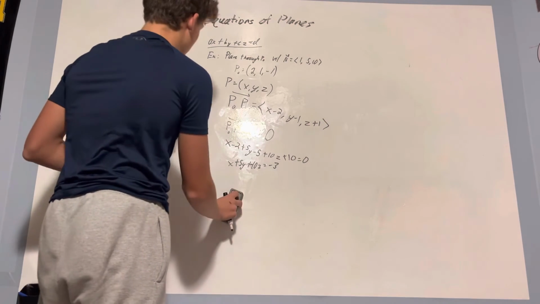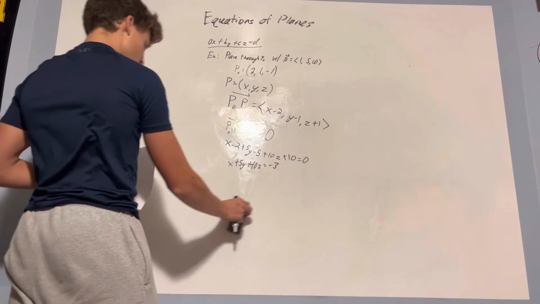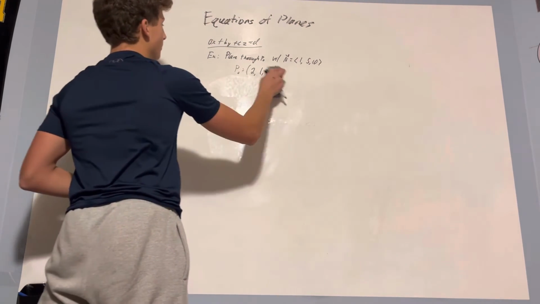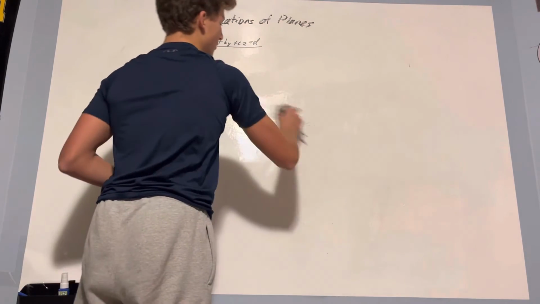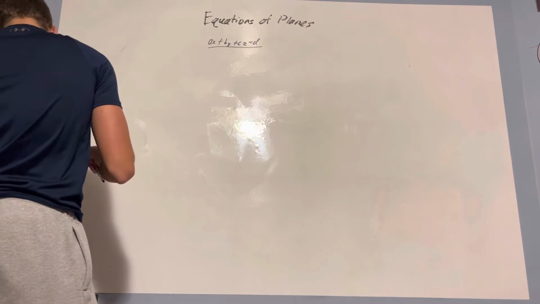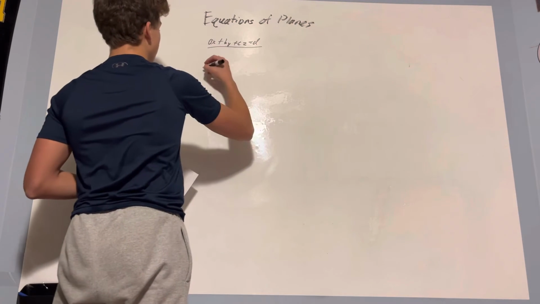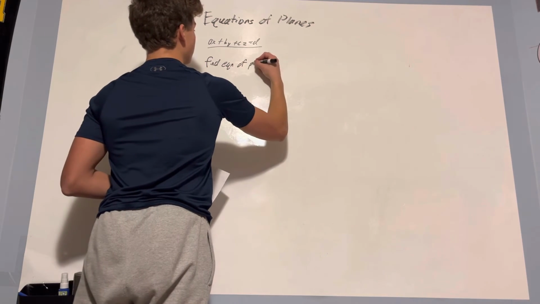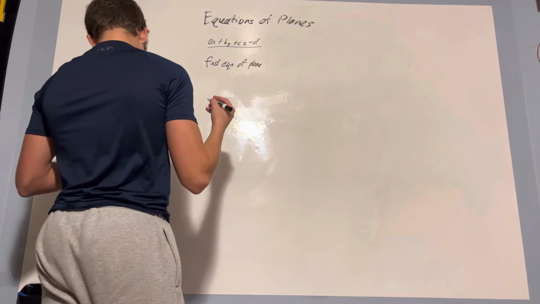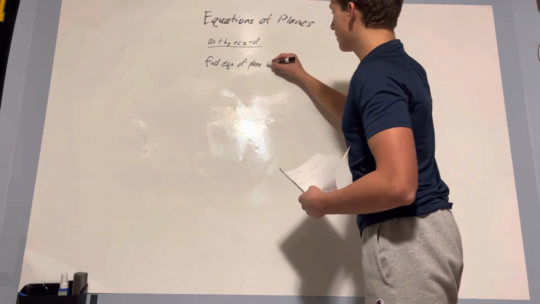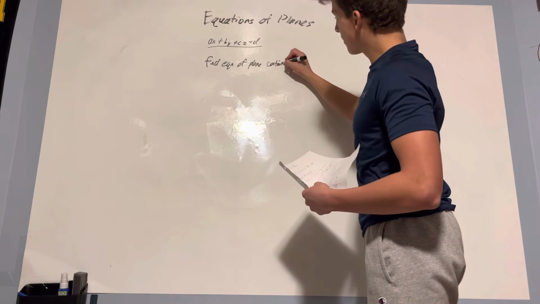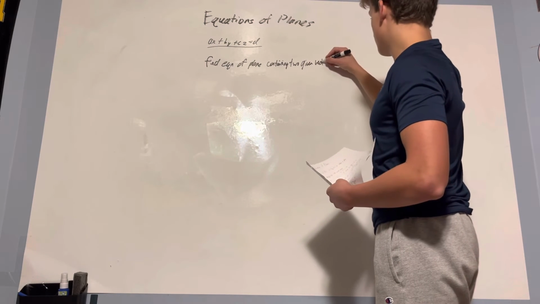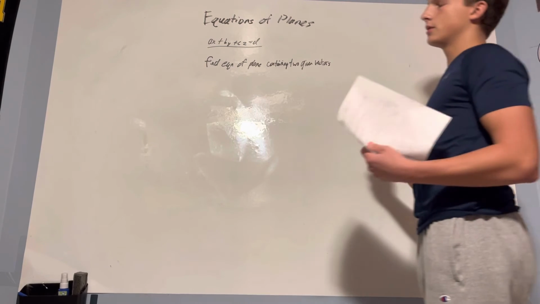So, let's look at one more. Instead of dot products, let's apply cross products to this. So say we want to find the equation of a plane containing two given vectors. So you would be given what the coordinates of these vectors are.